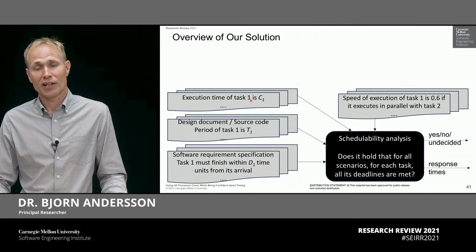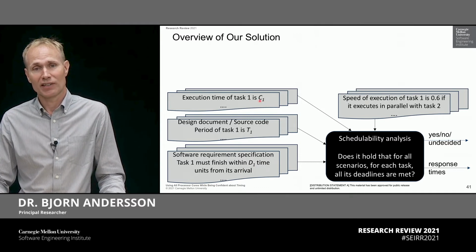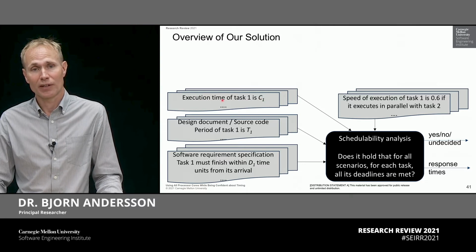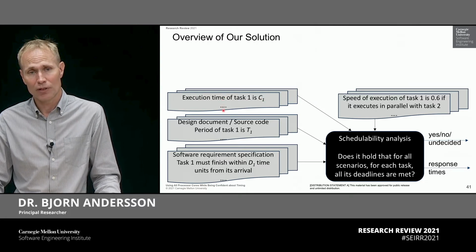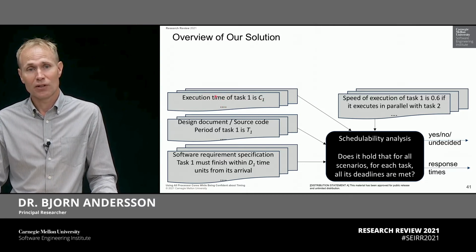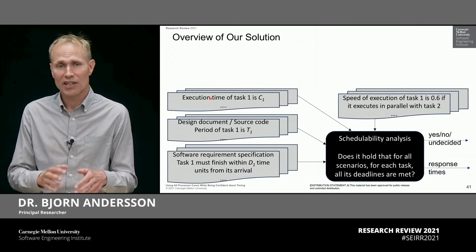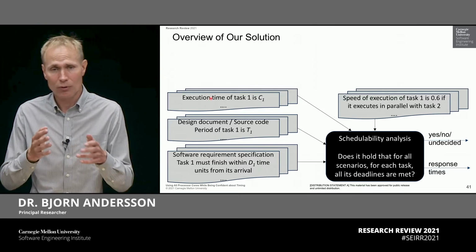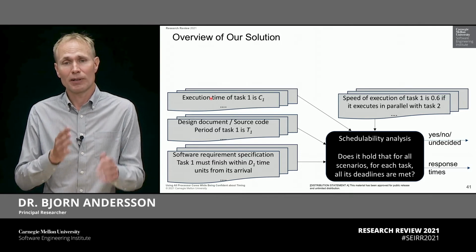One of them is execution time. So here you see the execution time of task 1 is C1. That's just a symbolic name. It could be 2 milliseconds. And we have similar numbers for other tasks. And we actually don't mean just execution time. What we mean is worst case execution time. This is an upper bound of the execution time of a task for all its possible inputs.